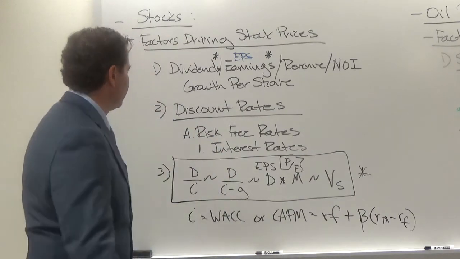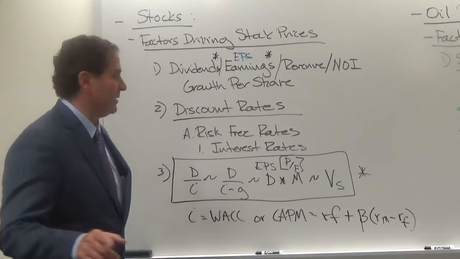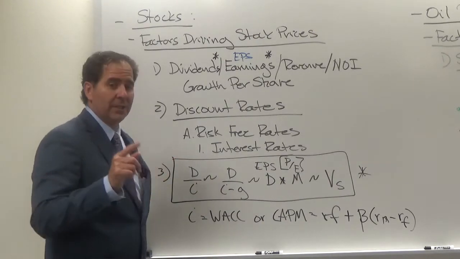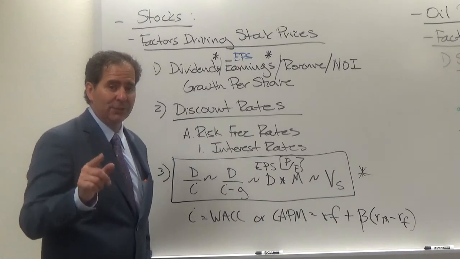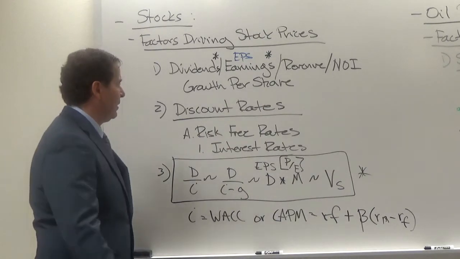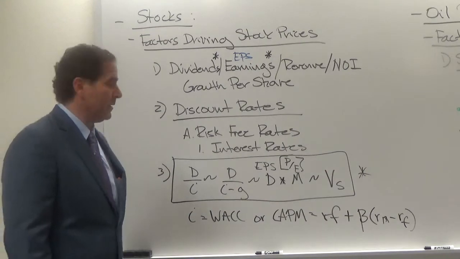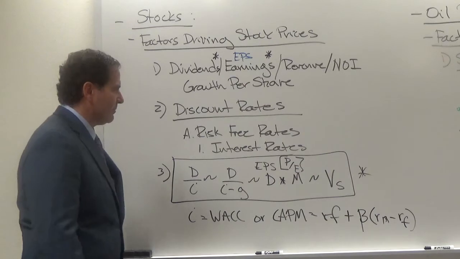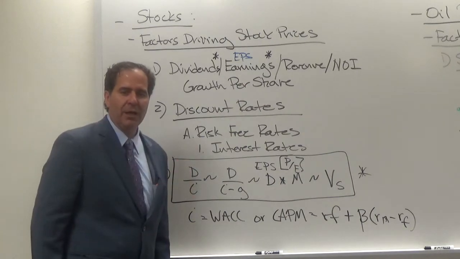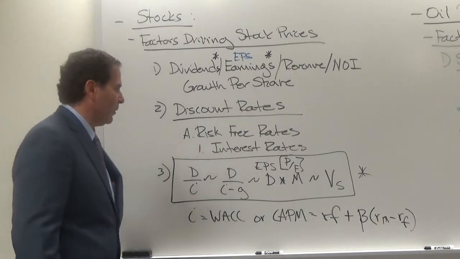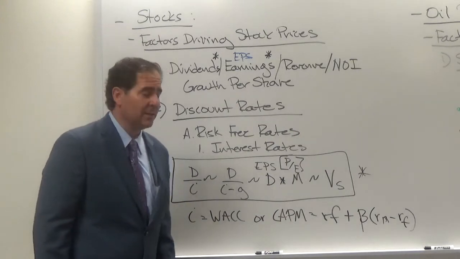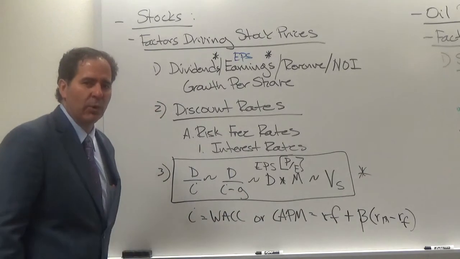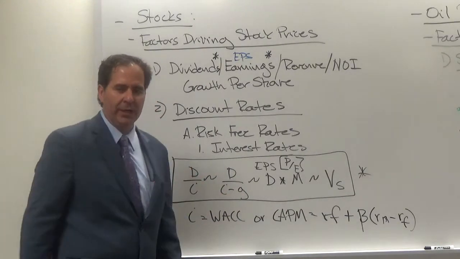So the first thing that drives stock prices is dividends, earnings, revenue, net operating income, or free cash flow growth rates. So it's the growth rate per share. Also, discount rates, which also have risk-free rates in there, which are really interest rates. And what you need to do is memorize these equations and this logic right here.